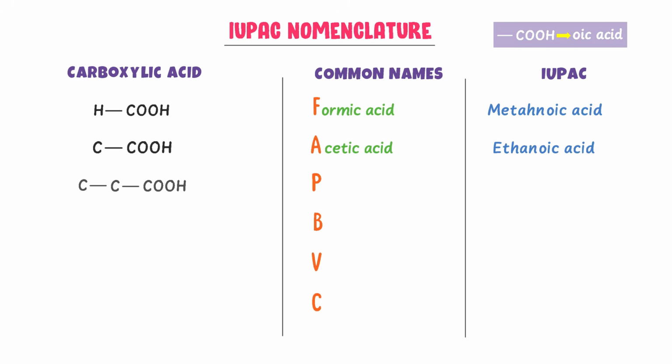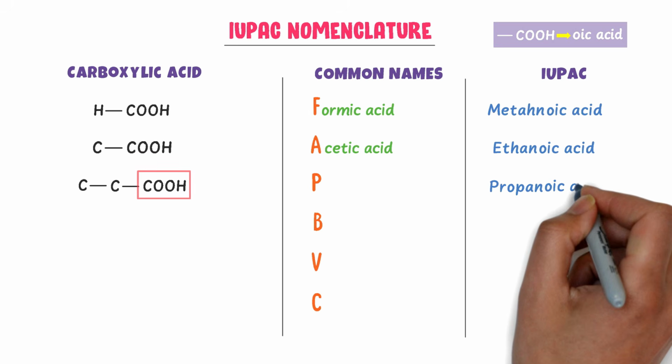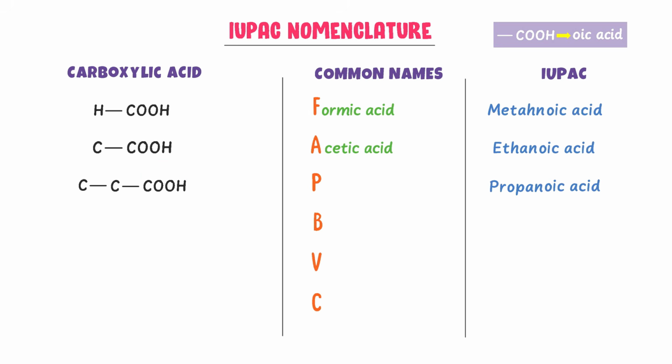Thirdly, consider this organic compound. There are three carbons present in it. I write propane. For COOH, I write oic acid. What about its common name? Well, P stands for propionic acid. So the IUPAC name of this compound is propanoic acid and its common name is propionic acid.